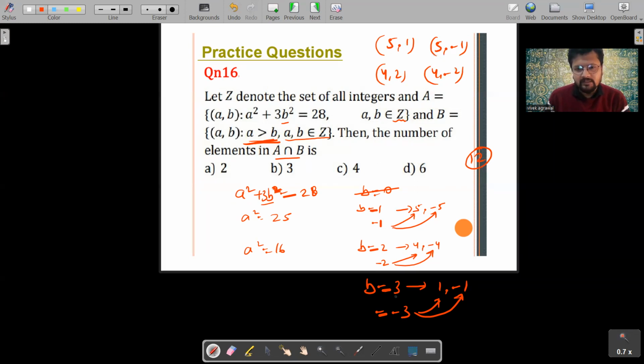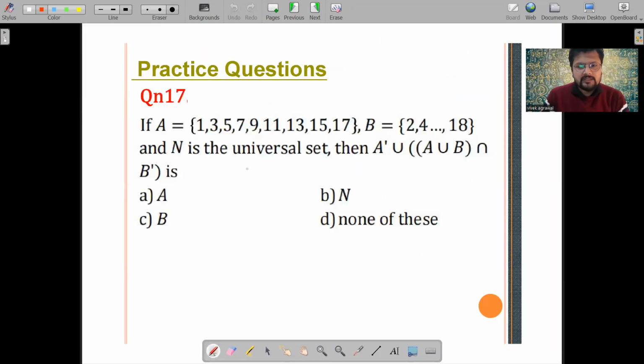Then for 3, I got 1. 1 comma 3 would not be possible. Minus 1 comma 3 would also not be possible. Then 1 comma minus 3. Is it possible? Yes. Can minus 1 comma minus 3 be possible? Yes. So I got a total of 6 pairs. Any doubts? No, sir. Pritish, do you have any doubt? No. Okay. Let's move to the next question.